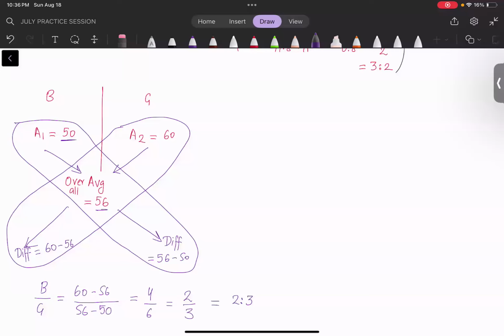Now, if I ask you the opposite, 2:3 we have seen. So if I ask you what is the girls to boys ratio, you will say 3:2. If I ask you boys to girls, 2:3; girls to boys, 3:2. Understood?